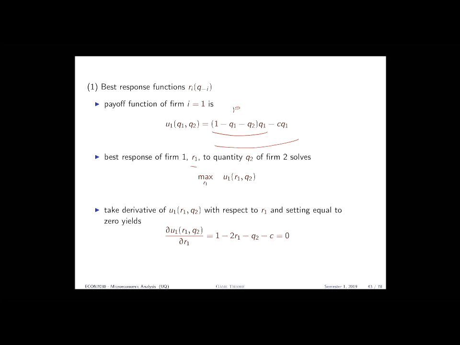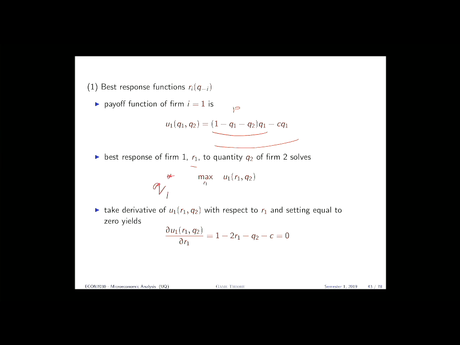So again, here is a little bit of alert in terms of notations. Some textbooks use Q1 star rather than R1. So do not be confused. R1 is just a choice of quantity for firm 1. It's not a different variable. It's just those choices that are best responses to the Q2. Okay? Some textbooks use Q1 star.